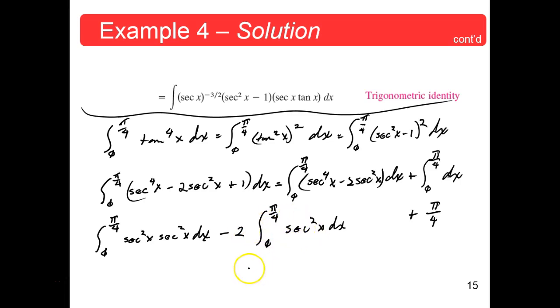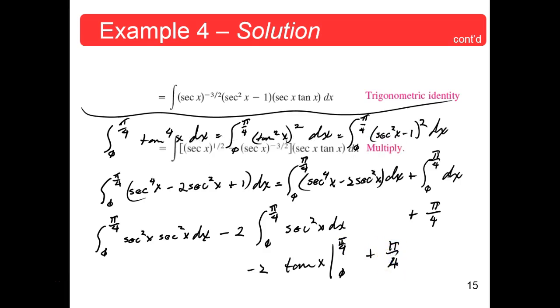Okay, so this we can evaluate. This is just going to be a minus 2 tangent x evaluated from 0 to pi fourths. And then we've got our pi fourths out here from the last term. Okay, for some reason it's not showing up well. So we'll come back and do that in a minute. This one, we're going to write 0 to pi fourths. Now this one, secant squared, we're going to write in terms of tangent squared. And what's that going to be?